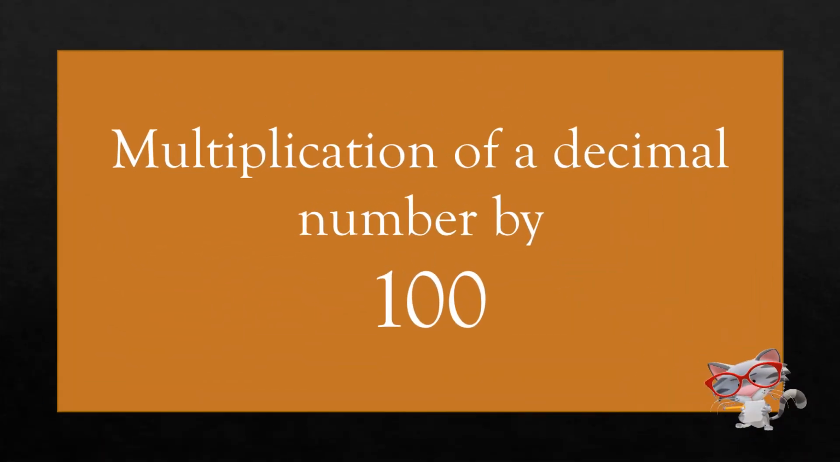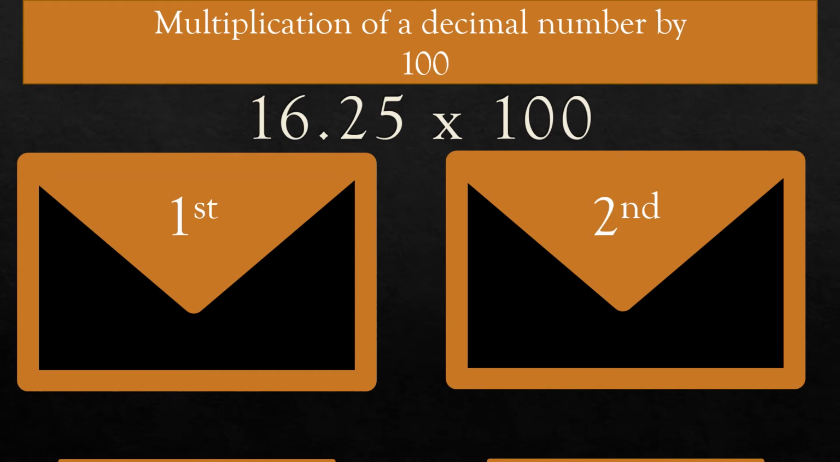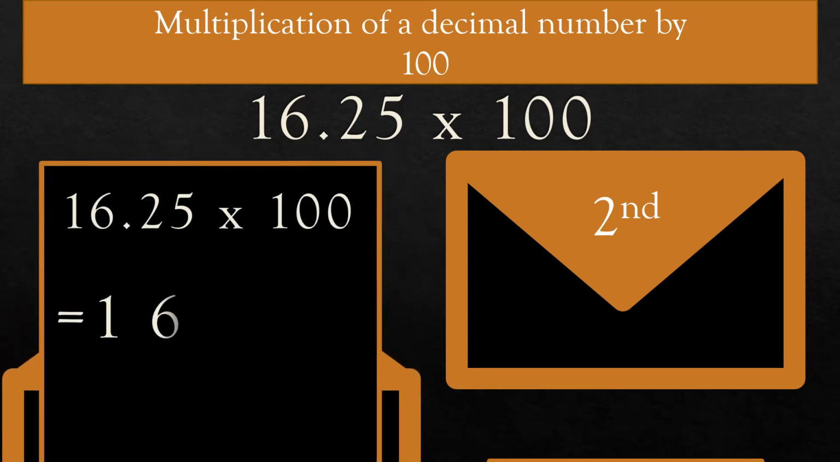Let us study multiplication of a decimal number by 100. 16.25 multiplied by 100. There are two ways to solve this question. You can use any one of the methods. First way: multiply 16.25 by 100, the decimal point shifts two places to the right. So the answer is 1625.